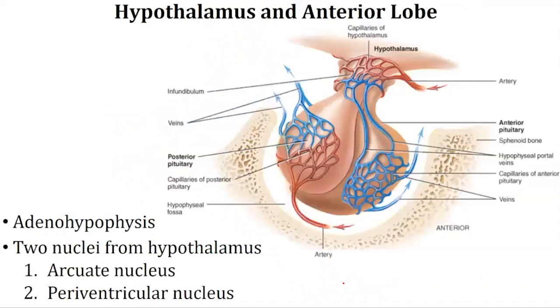Let's now talk about the other side of the pituitary gland, the anterior lobe. Another name for anterior lobe is adenohypophysis. And there are two other nuclei that are associated with the anterior lobe and hypothalamus. The names are arcuate nucleus and periventricular nucleus.